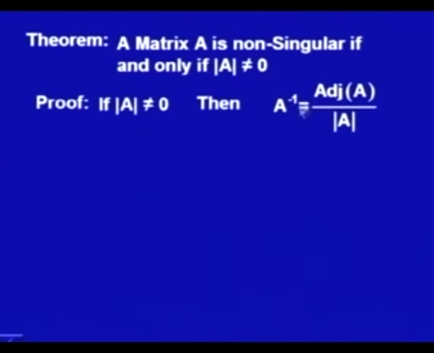that A inverse exists, because adjoint A can very easily be obtained, as it is a matrix of cofactors. Determinant A is not 0, so we can divide by determinant A, and in the earlier theorem we have proved that A inverse is given by this result. So, if determinant A is not 0, then A inverse exists and the matrix is non-singular.